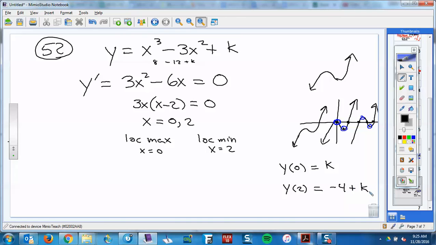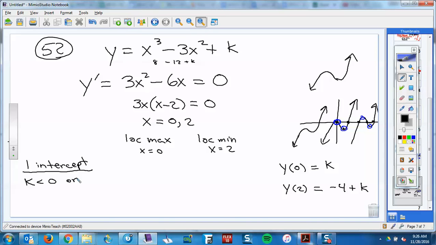Right? Okay. So now, when is there going to be one intercept? We're going to have one intercept when the max is what? Below 0. And the max, of course, is this one, right? So it's going to be when K is less than 0, right? When this y value right here is less than 0, we get this situation.